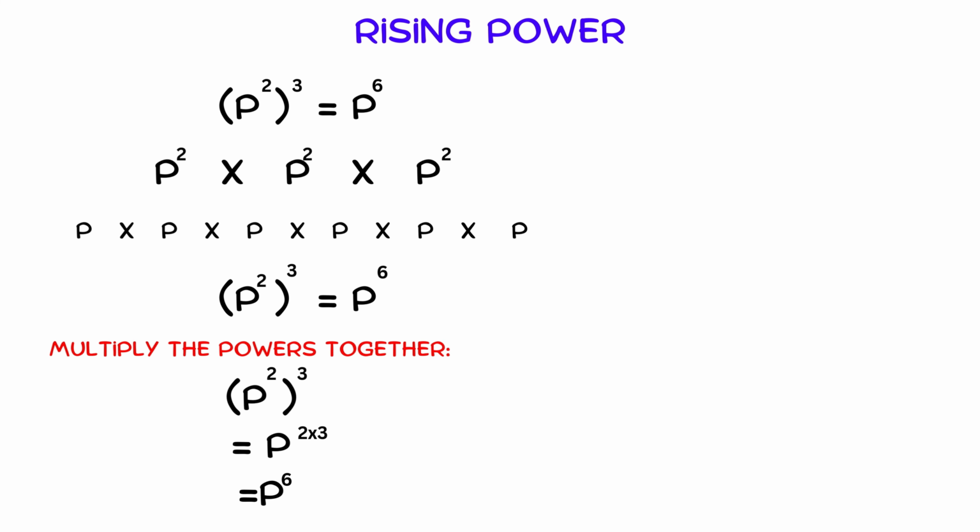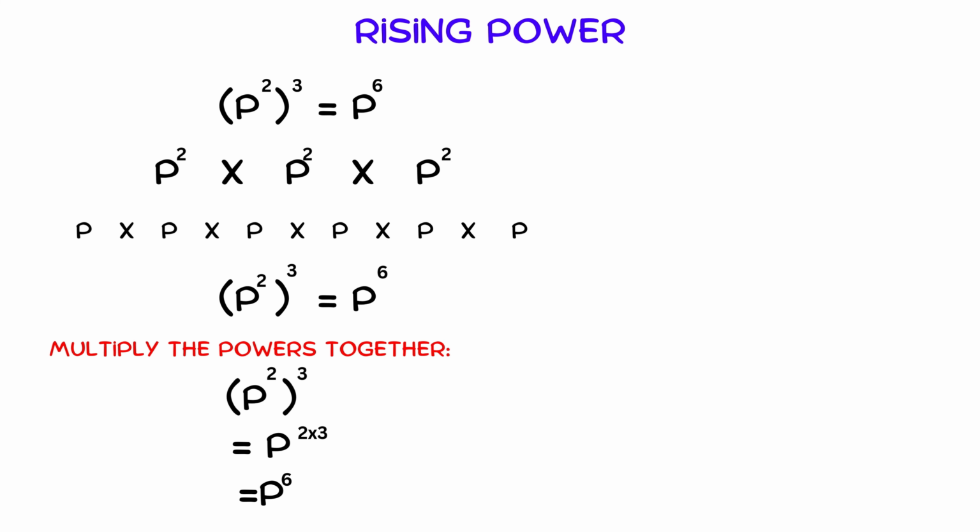Now, that's the theory behind what's going on here, but in exams, we can actually use a shortcut to figure this out more quickly, and for that, all we have to do is multiply the 2 powers together. So here we'd multiply the 2 by the 3 to get 6. And in your workings, a good way to show that is that p squared to the power of 3 is equal to p to the power of 2 times 3, so p to the power of 6.